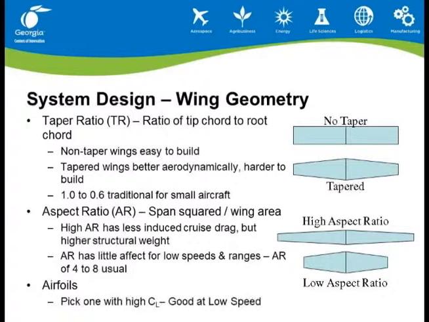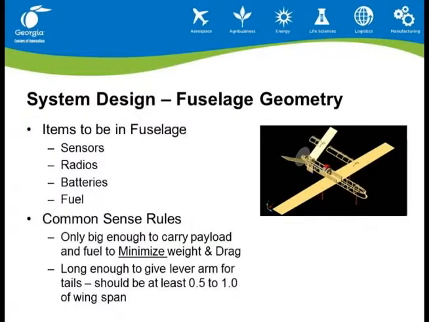So just remember that. If you look at fuselage geometry, the fuselage is there to carry all these items. It has the engine in it, it has the sensors, the radios, the batteries, the fuel, all those things. And you see a little CAD drawing of a very simple UAV there with a little wireframe fuselage. So you have to put all those things in this fuselage.